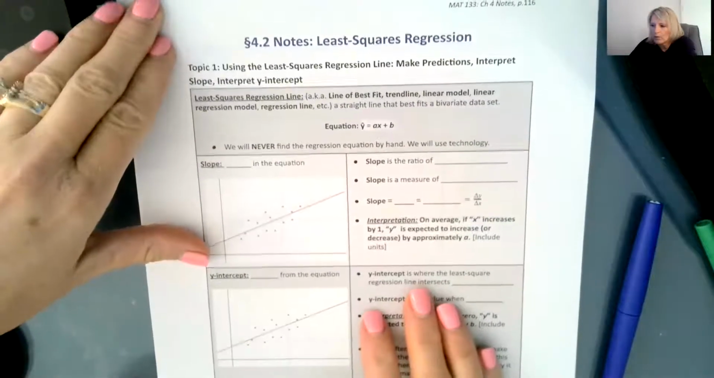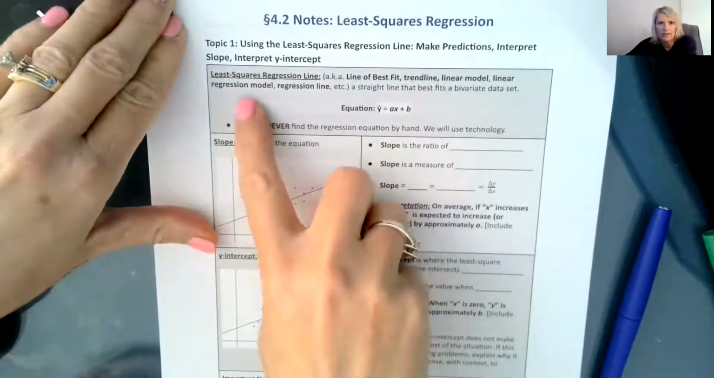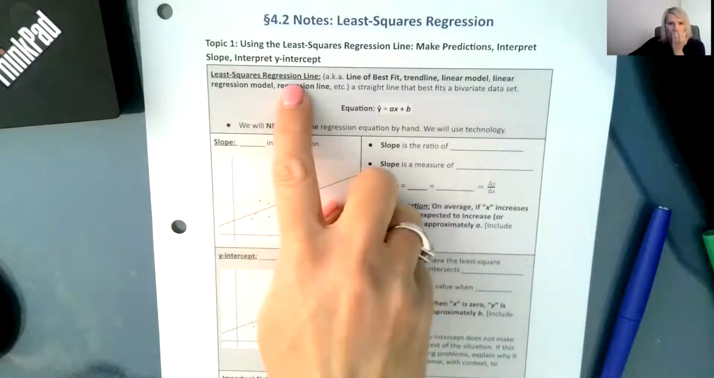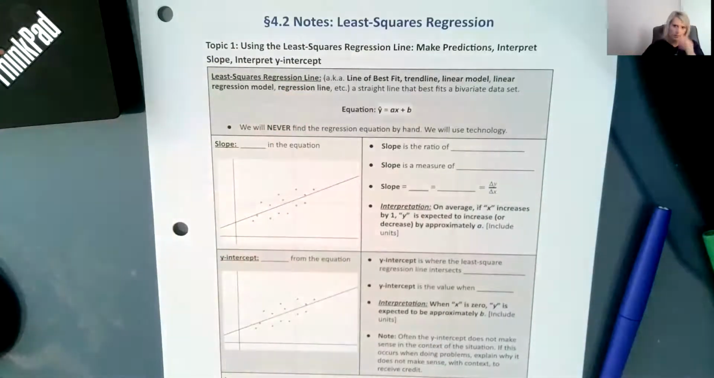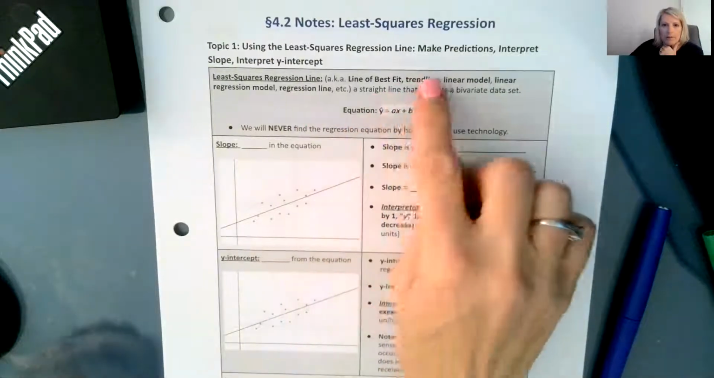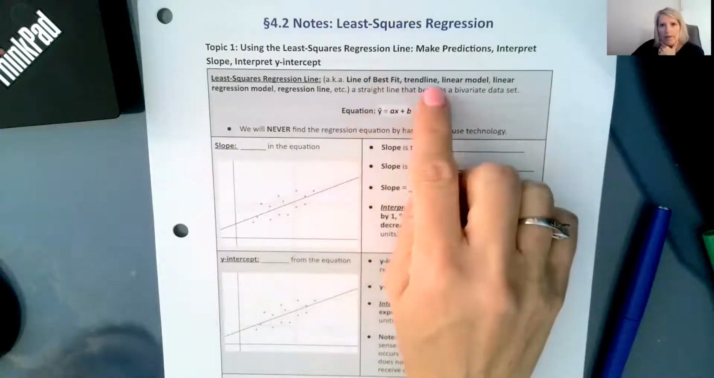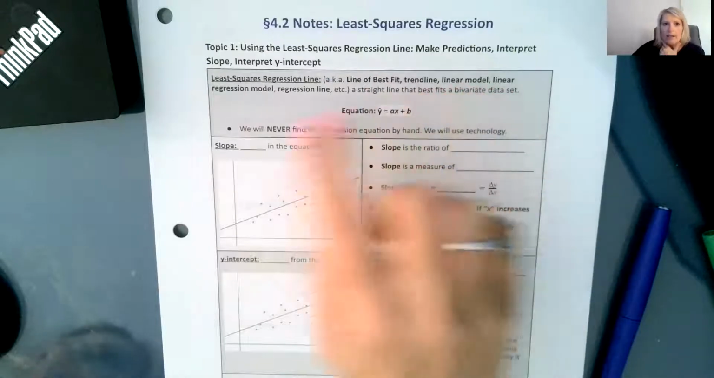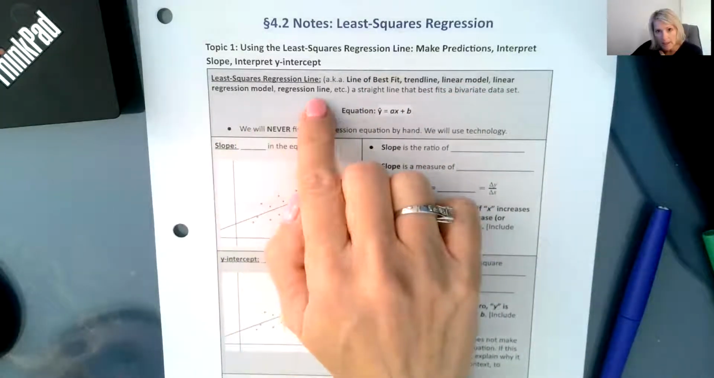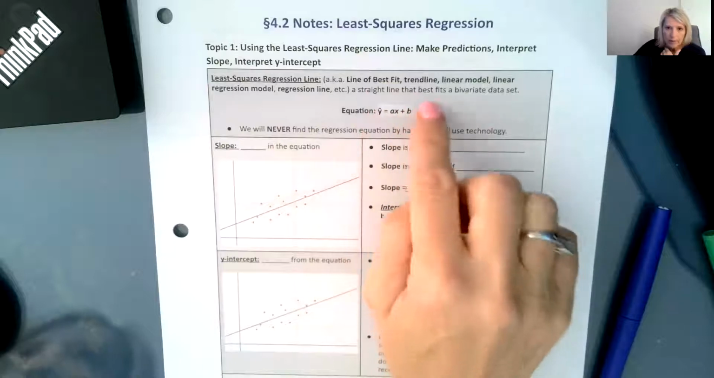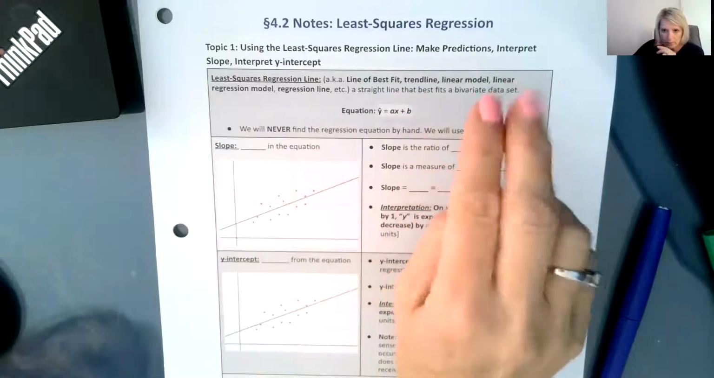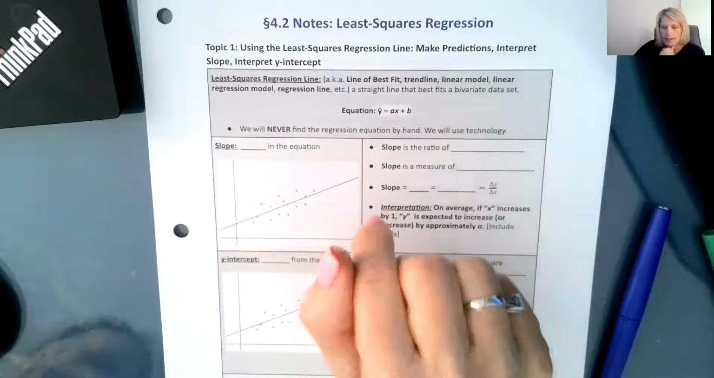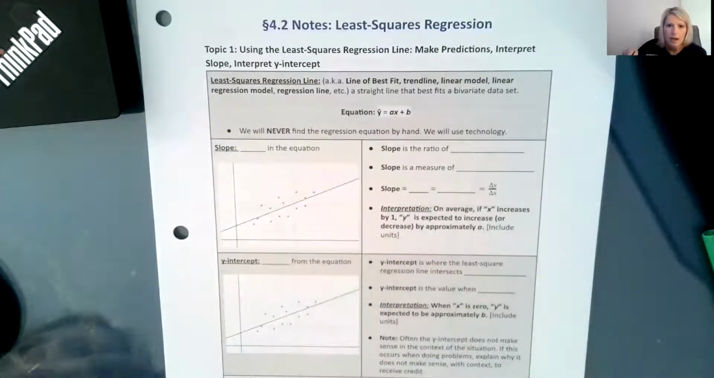And we're going to call this linear equation a least squares regression line. That's what you're going to see in my StatLab for the assignments. Sometimes you'll see it called the line of best fit, the trend line, the linear model, the linear regression model, the regression line. It's a straight line that best fits a bivariate, two variable data set.